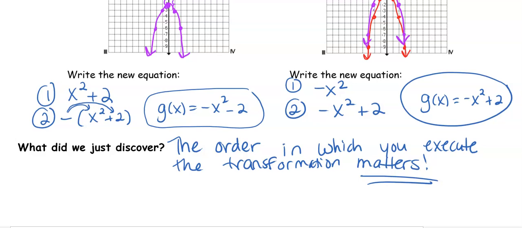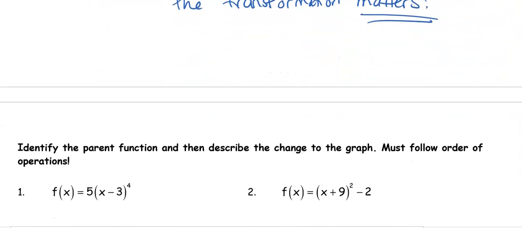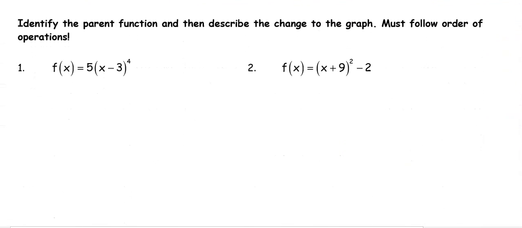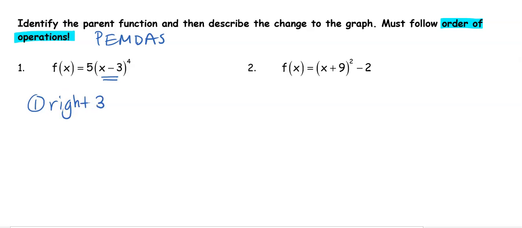So when we move on to the next part of our notes, the order is going to matter. When you describe the transformations, you need to follow the order of operations. So PEMDAS. The first transformation you're going to describe is what happens in the parentheses. Parentheses are that horizontal shift. So the minus 3 is telling me that I'm going right 3.